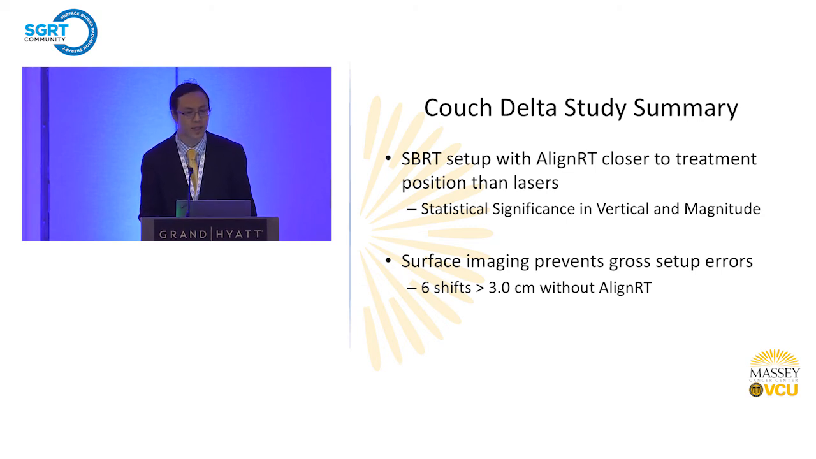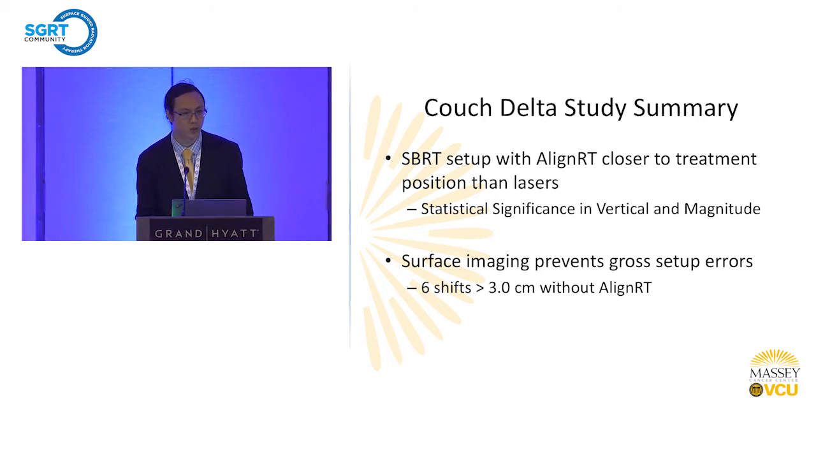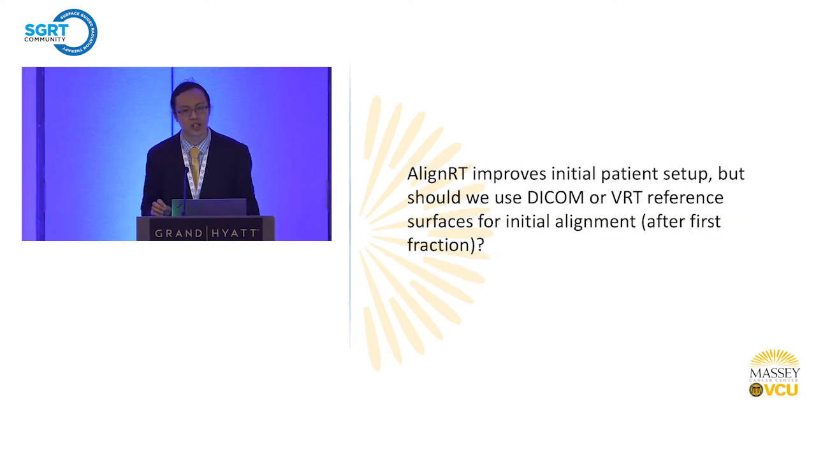We feel like we take a lot fewer KV images, we take a lot fewer cone beam CTs, so we're not cone beam CTing as much when we have surface imaging. So that's the first question. Now the second question is, we've talked a lot about setting up to DICOM versus setting up to the reference capture that we take on the treatment machine. So what we want to find out is whether or not there's a difference between those two.